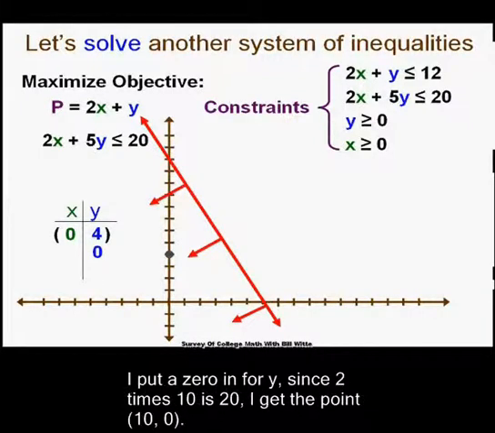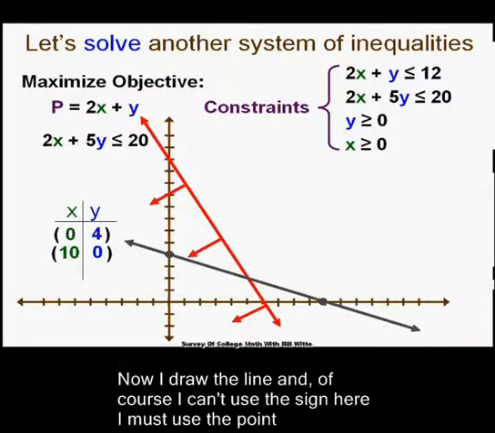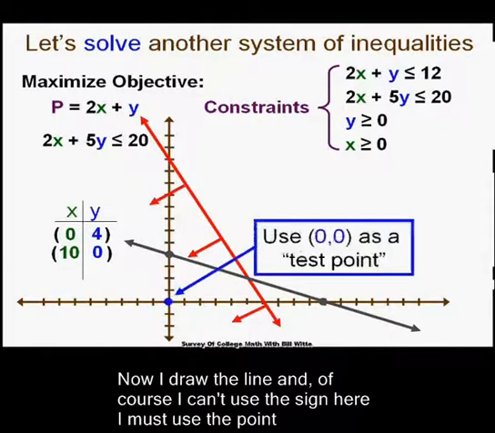If I put a 0 in for y, let's see, 2 times 10 is 20. So I get the point 10, 0. Okay, let's draw the line. And of course, you can't use the sign there. You're going to have to use the 0, 0 point as a test point.